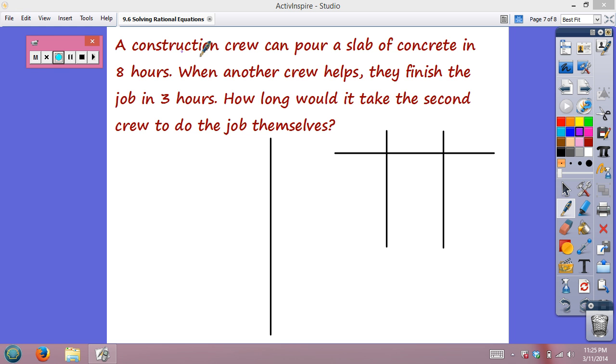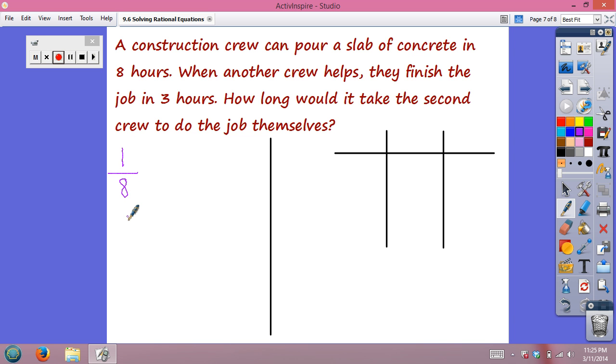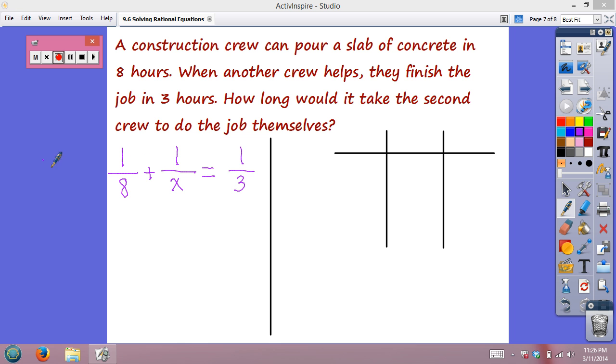So the crew number 1 gets one job done in 8 hours. So we have 1 over 8. Our second crew gets one job done in x hours because we don't know how long it will take them. And if they do it together, they get one job done in 3 hours. But if that's not very easy for you to see, we can put it into a table.